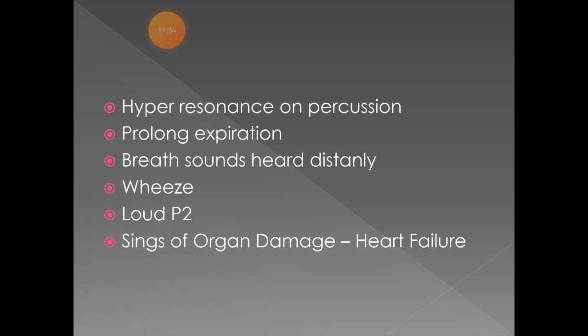On percussion, you will find hyperresonance, and if you auscultate with a sound mind, you will notice that there is prolonged expiration. That is important when auscultating a COPD patient. You will see the normal breath sounds are very distant. You will not hear them clearly; breath sounds are there, but the sound intensity is low. When there's an exacerbation, you will find wheezing and polyphonic rhonchi. And if you auscultate the pulmonary area when there's heart failure, you will hear a loud P2. Then with end organ failures, you will see heart failure signs like bilateral ankle edema, and a shift of the apex beat.